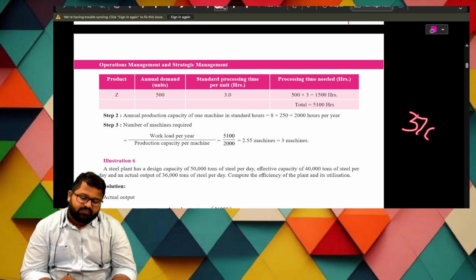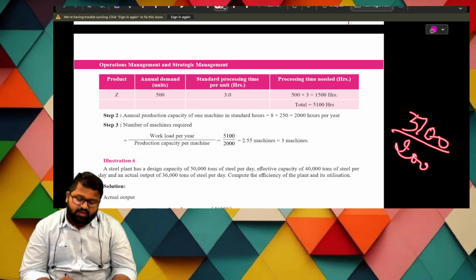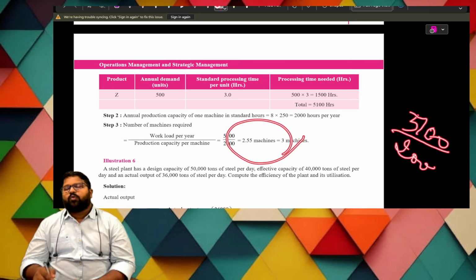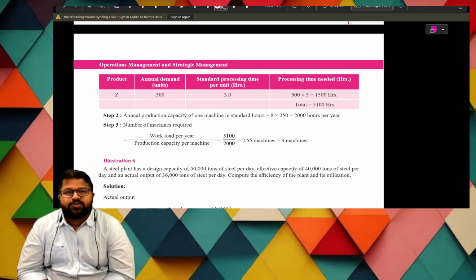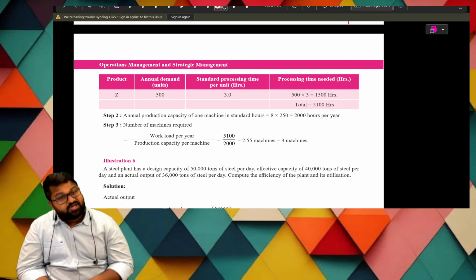So 5100 divided by 2000, we get the number of machines required. Here it is 2.55. We cannot work with half a machine, so how many machines are we taking? Three machines. Clear? Done.